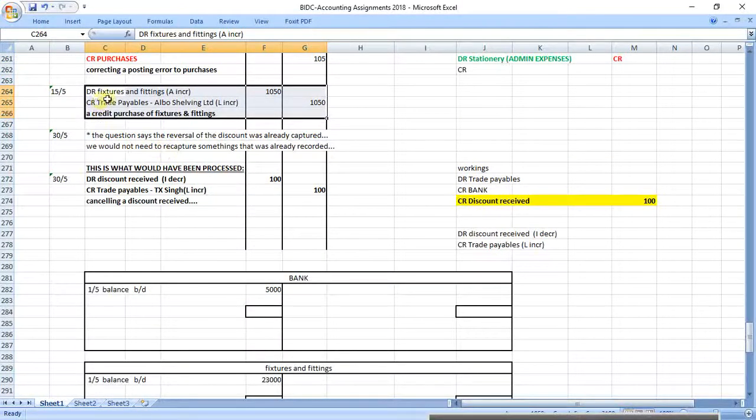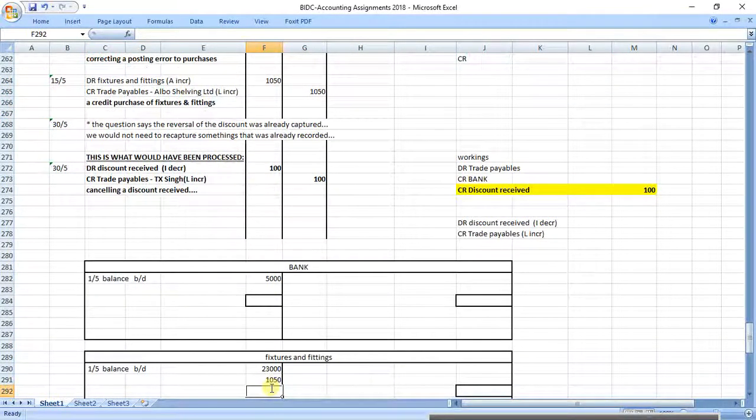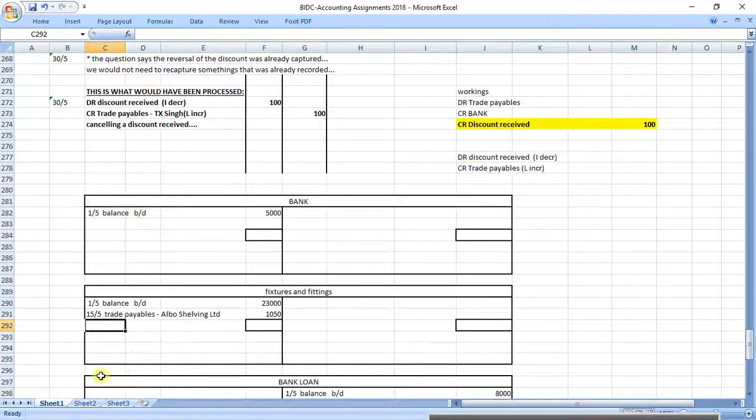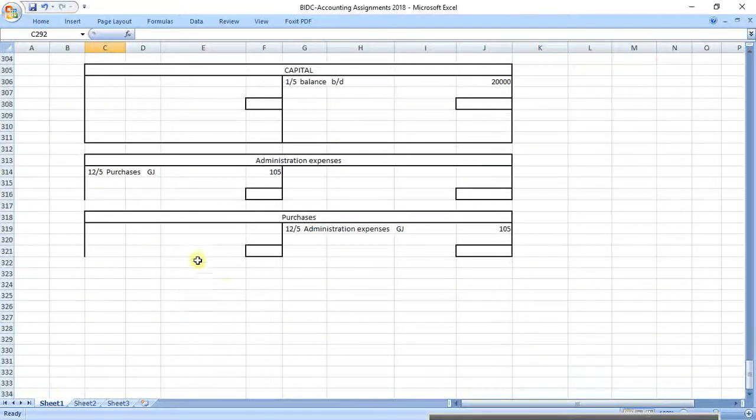Okay, so fixtures and fittings was debited, so 1050 goes here, that was on what date? The 15th, so 15/5, this would have come from the trade payables, Elbow, shelving. Okay, so you would have put that in on the debit side. Have you done that? Fittings, debit side, perfect. Alright, and then obviously your T account for Elbow.